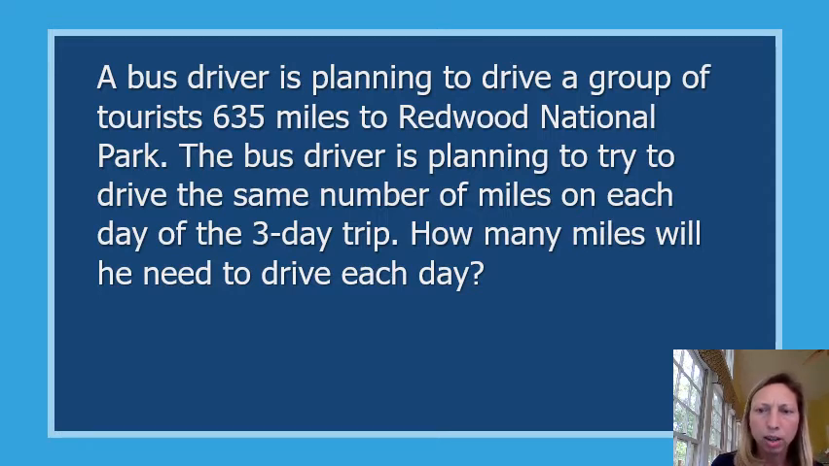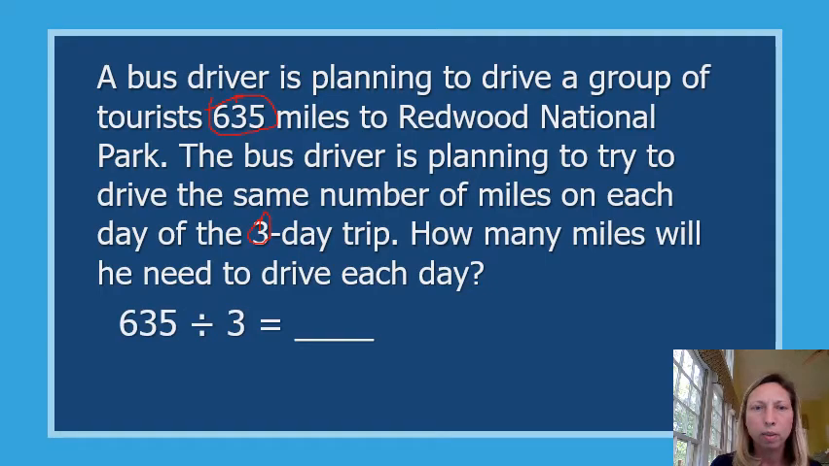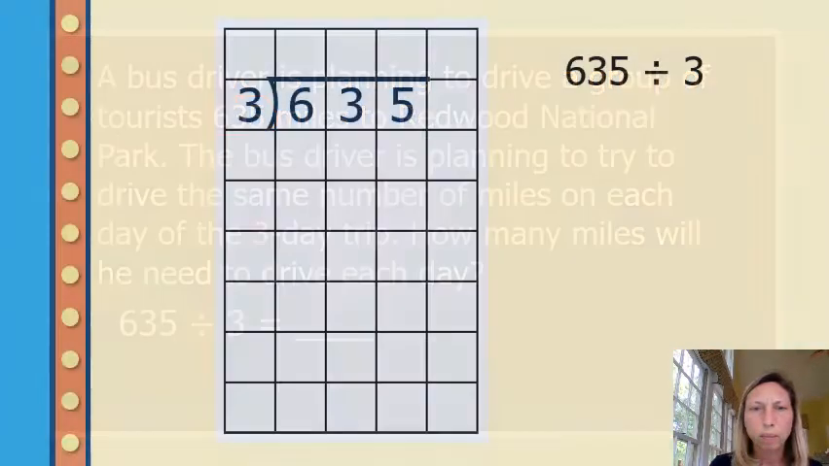Do you guys kind of know what we're going to be looking at here? What numbers we're going to use? We take 635 and divide it into 3. So let's go ahead and do that one. 635 divided by 3. That's the total number of miles divided by 3.